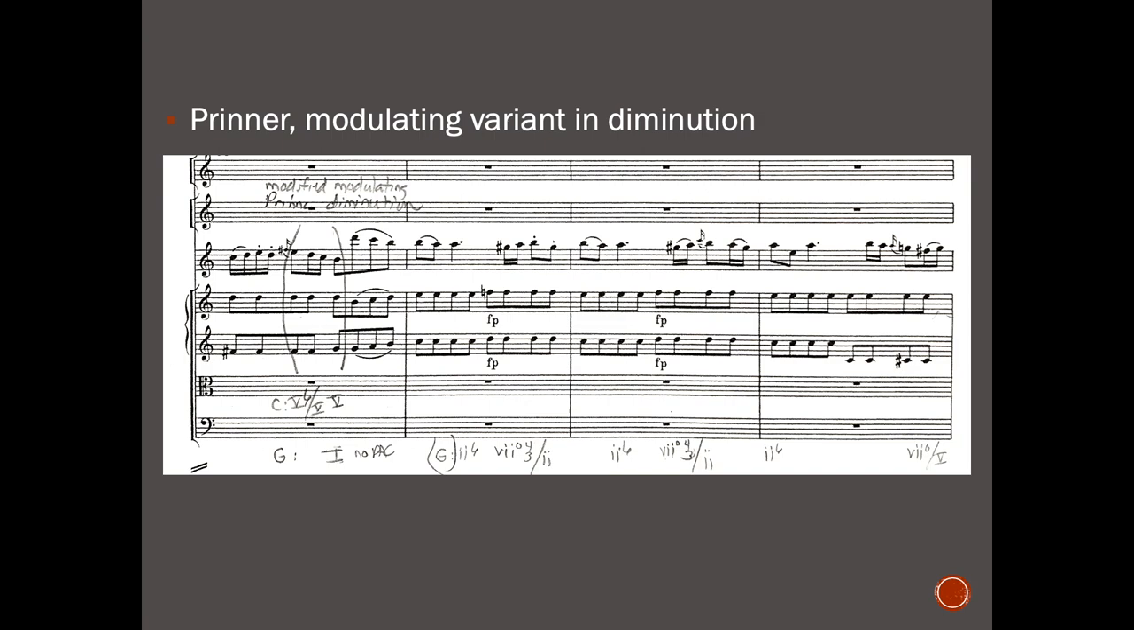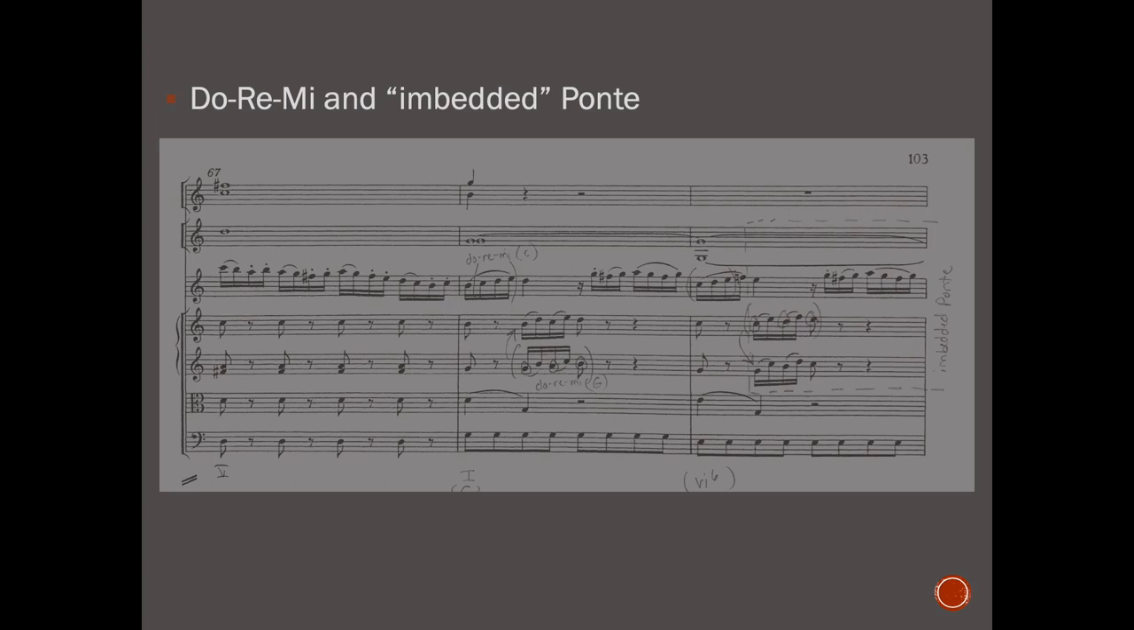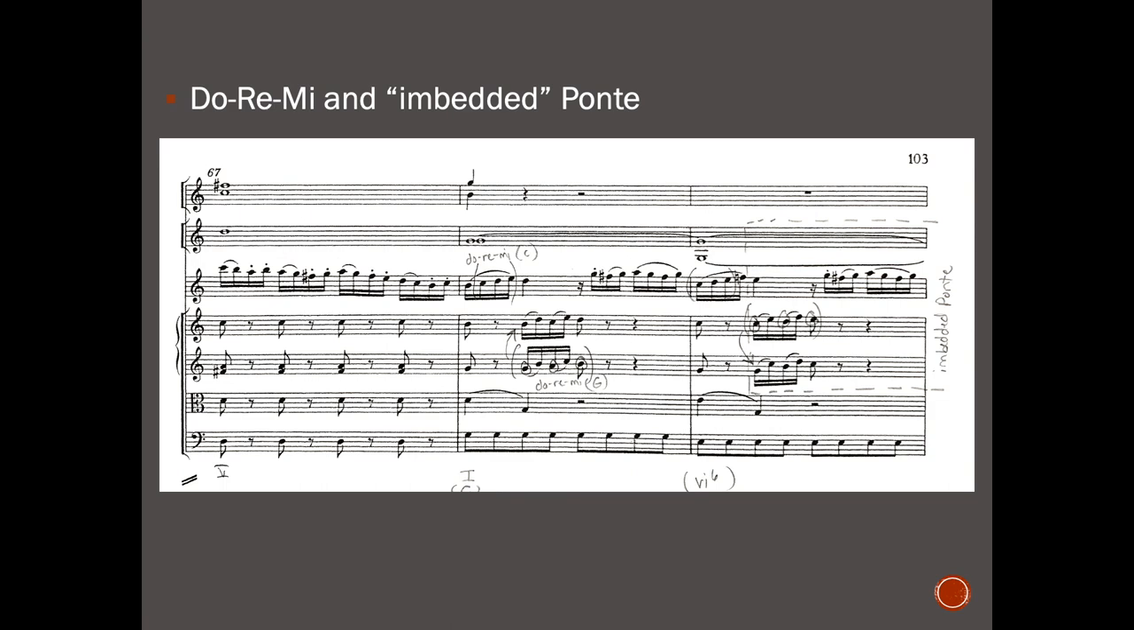Then, we have another example of Do, Re, Mi here. Do, Re, Mi if we were in G, but we're not. And then we have an embedded Ponte over here. You have to really pick and choose notes as to which ones belong to create that. Was he really thinking of Ponte there? Or was he just using it kind of as inspiration and as a technique, using what he needed?